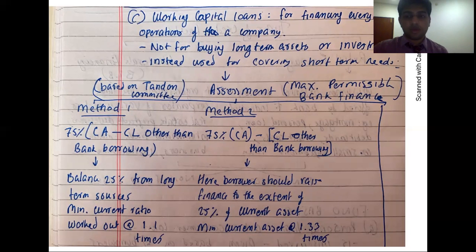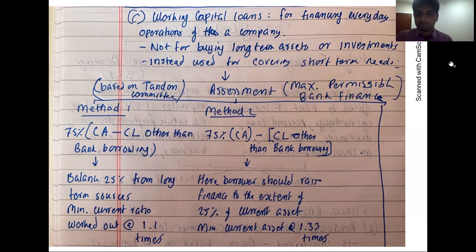That's the form of bank facilities. Next, the working capital loan. Compared to a term loan, this working capital loan is not paid based on installments.